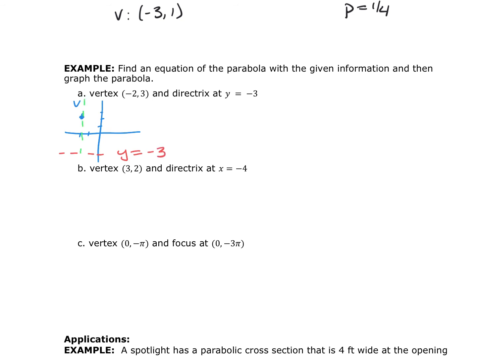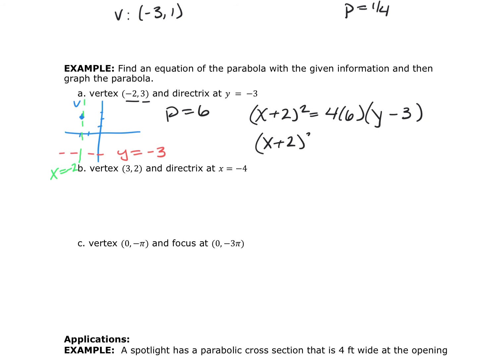My axis of symmetry must run perpendicular, so that means that this must be x is equal to negative 2. The distance I traveled from my vertex, which is at a positive 3 for the y, all the way down to a negative 3 for my directrix, gives me a p of 6. So p is equal to 6. I have my h and I have my k, so I have x plus 2, the quantity squared, is equal to 4 times my p. And then I have y minus my k. So I have x plus 2, the quantity squared, is equal to 24 times y minus 3.